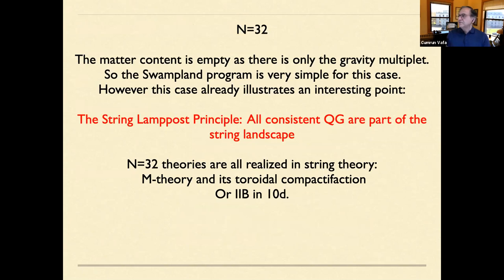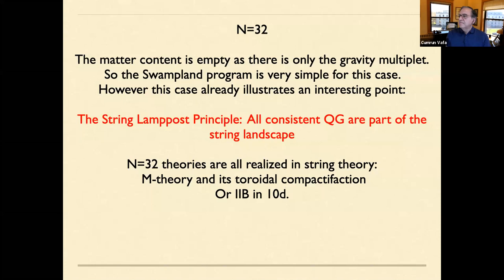The whole low energy description of it is basically given by the gravity supermultiplet. So the Swampland program is very simple for this case. It's basically boring, there's nothing to ask, except even in this case, there's something interesting we can take note of. And that is what I would call the string lamppost principle, the question or the principle of whether all consistent quantum gravities are part of the string landscape.